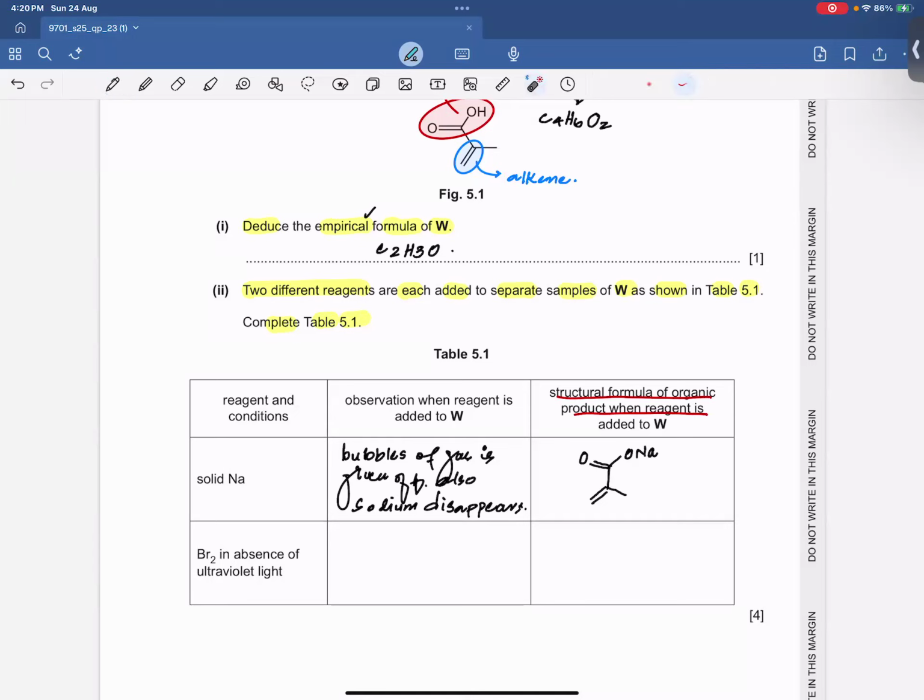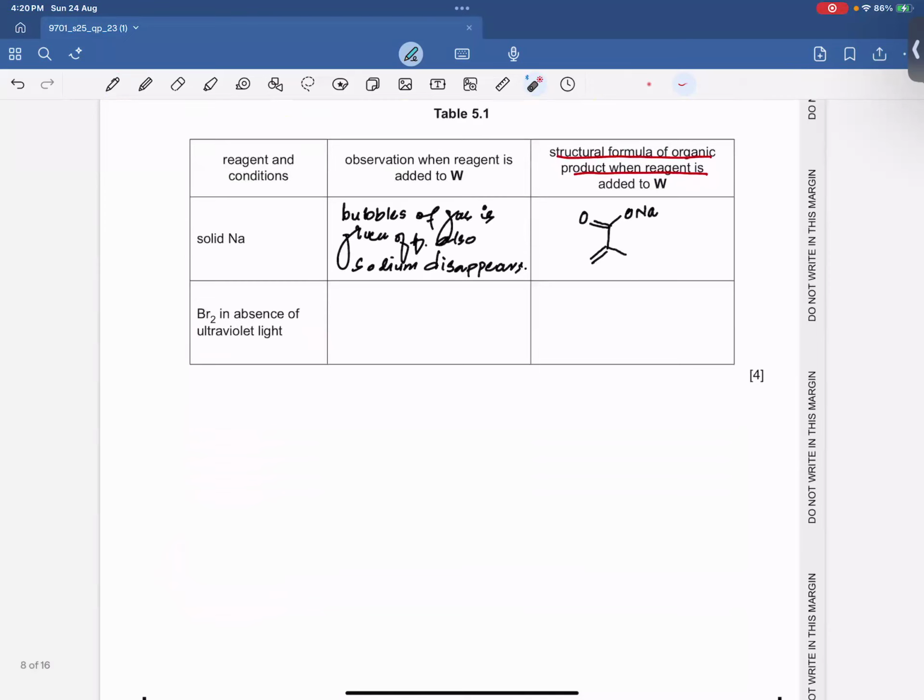Obviously, when treated with aqueous bromine, it will react with alkene only. Carboxylic acid cannot react with aqueous bromine, and therefore bromine decolorizes from red brown to colorless.